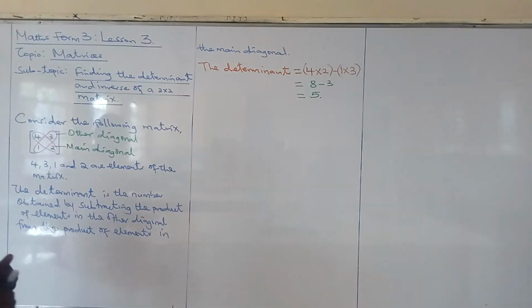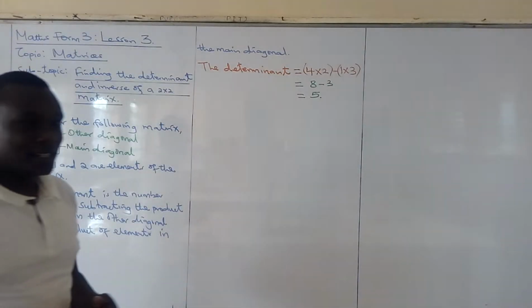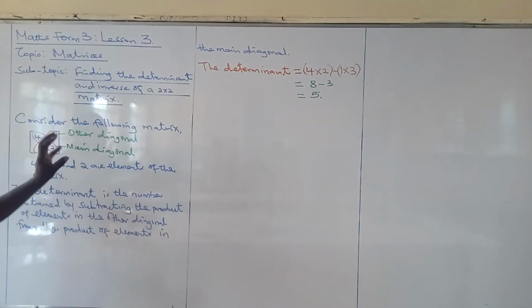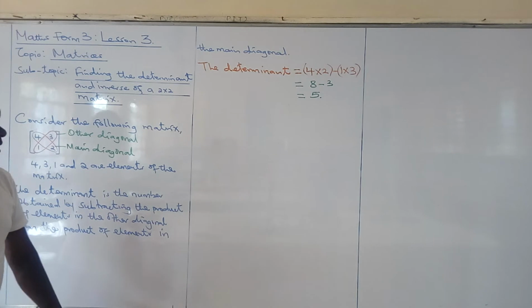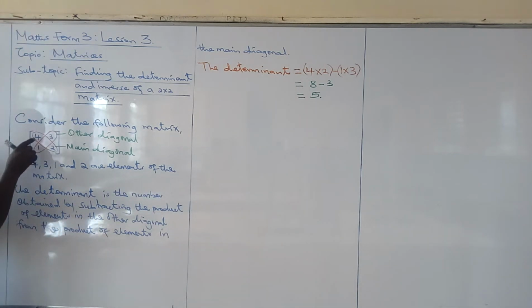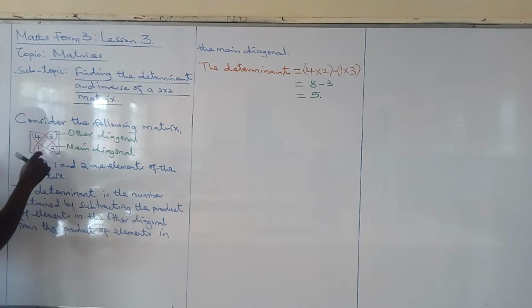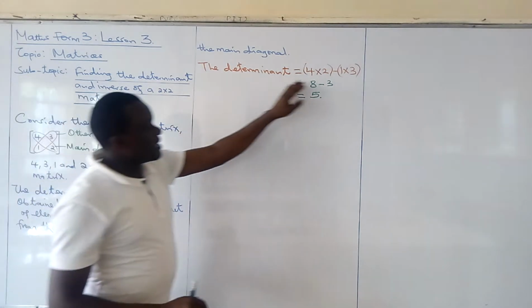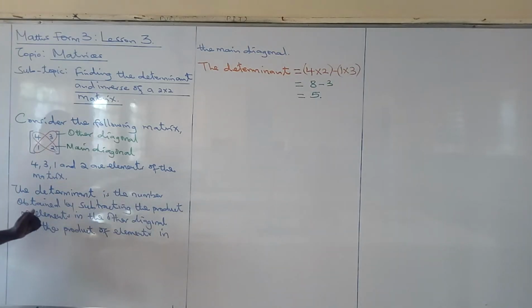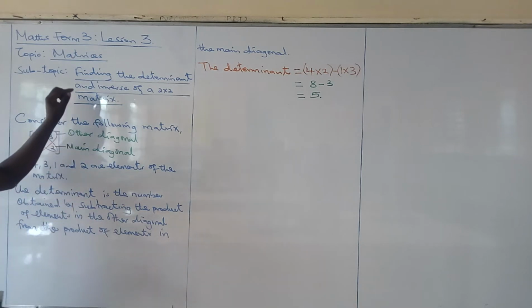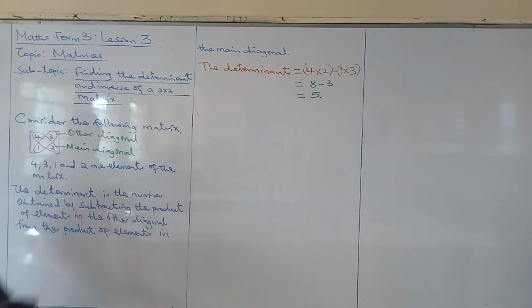So far so good. I want to believe that you have understood that a matrix must contain elements. As long as it is a 2 by 2 matrix, it has a main diagonal and another diagonal. Then if we take the product of elements in this main diagonal, then we subtract the product of elements in this other diagonal, which we have done here, we obtain the determinant. So I want to believe that you have understood what it means by the determinant of a 2 by 2 matrix.